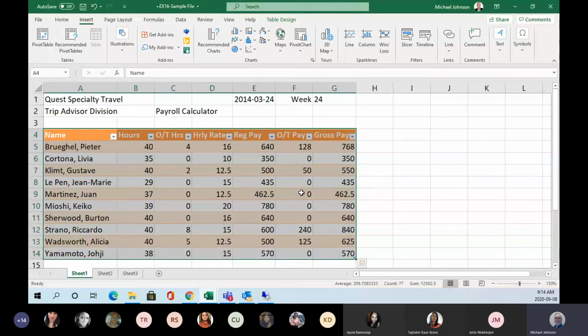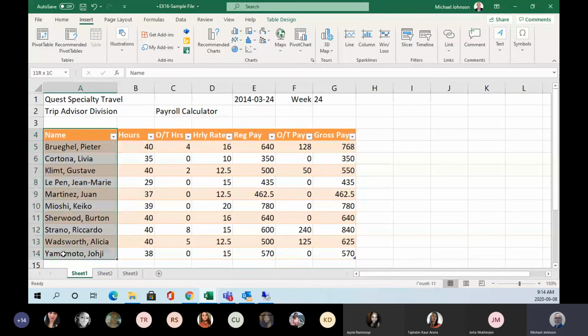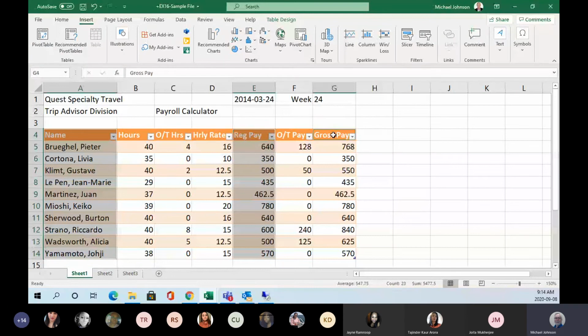and I don't want all this data. I only want regular pay, gross pay. So I'll choose the names. I'll hold the control key down, choose regular pay, and then holding that control key down, gross pay as well. So now I only have these two plus the names of each one of the employees.